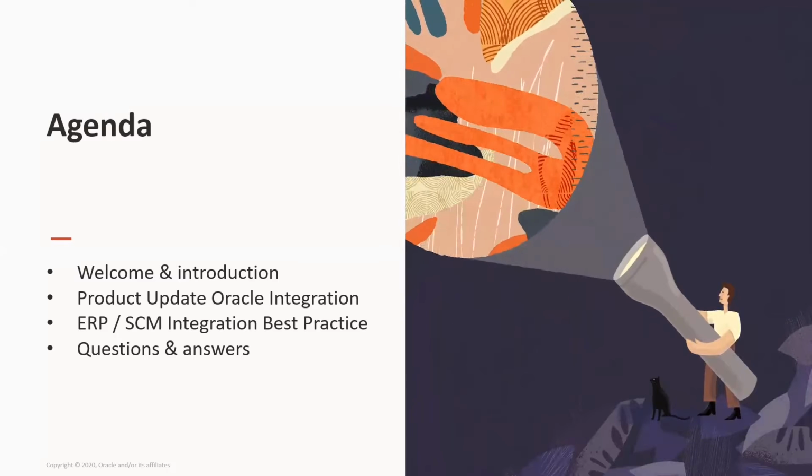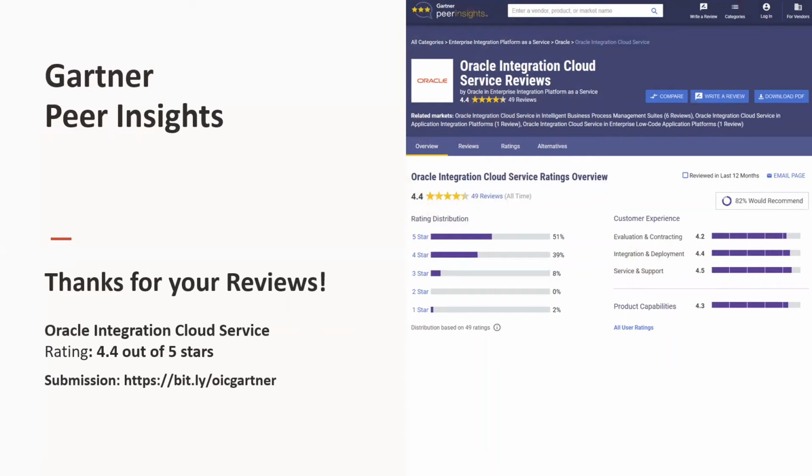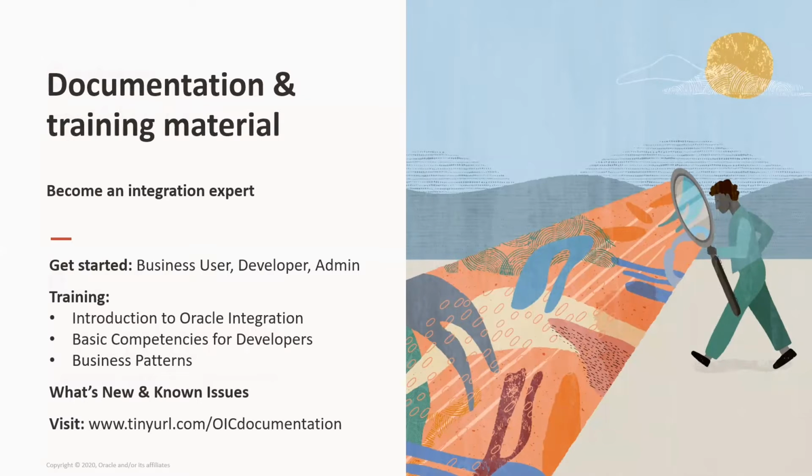So let's get started. Thanks for your Gartner Peer Insights reviews. Oracle Integration is rated 4.4 out of 5 stars. Use the documentation and training material to become an integration expert. For business users, developers, and admins, we offer training material, for example, introduction to Oracle Integration, basic competencies for developers, and business patterns.